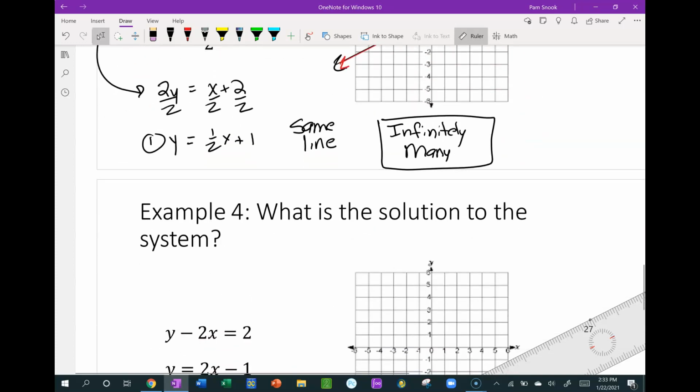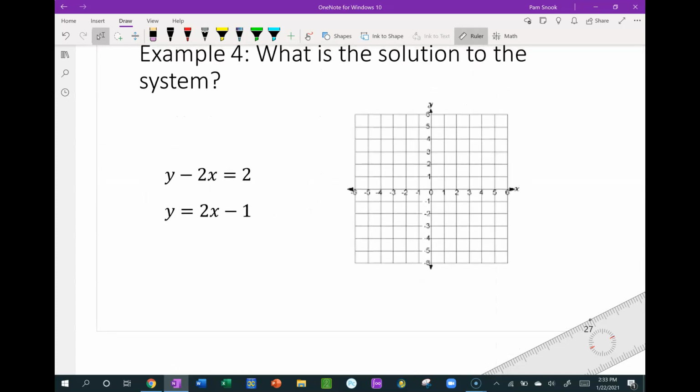Okay, let's look at the next one. Now we've got y minus 2x equals 2 and y equals 2x minus 1. Again, I'm going to label them 1 and 2. I'm going to do the first one in black and the second one in red. So let's convert the first one into slope-intercept form. I'm going to add 2x to both sides, so I get y equals 2x plus 2. And I'm going to graph that one.